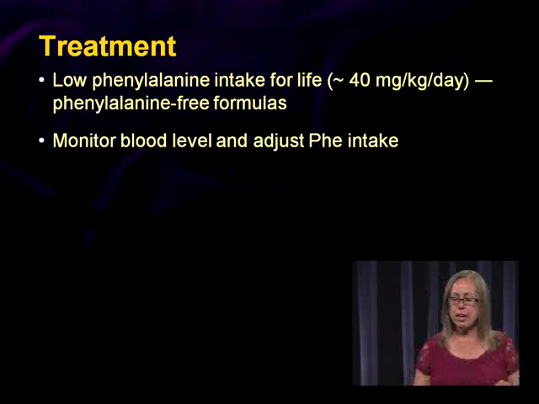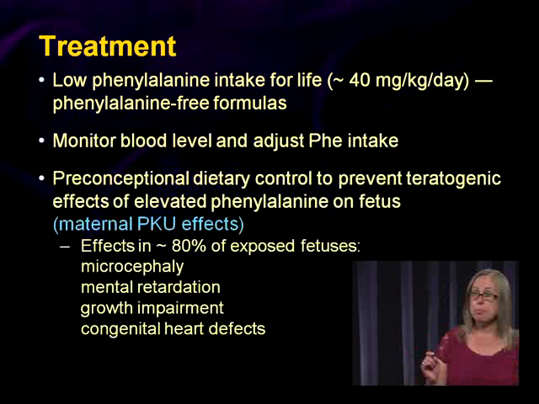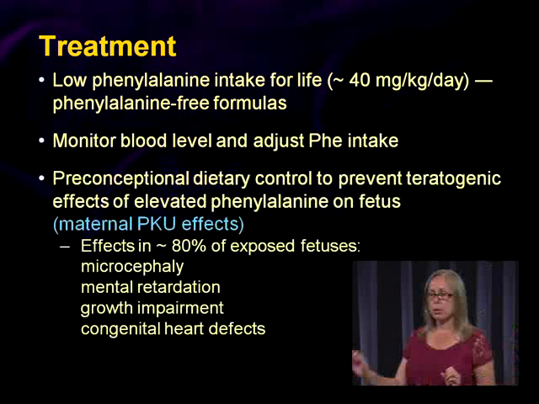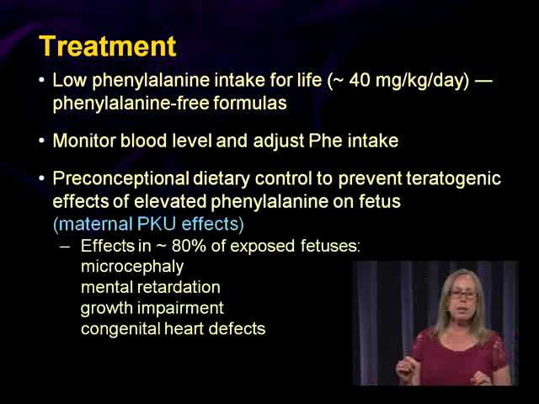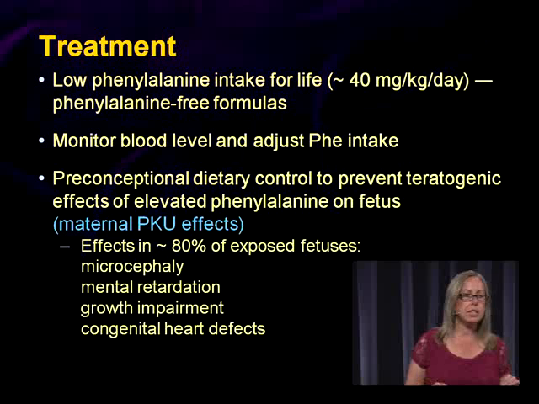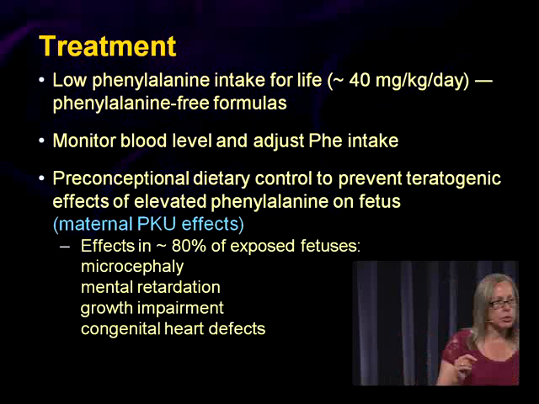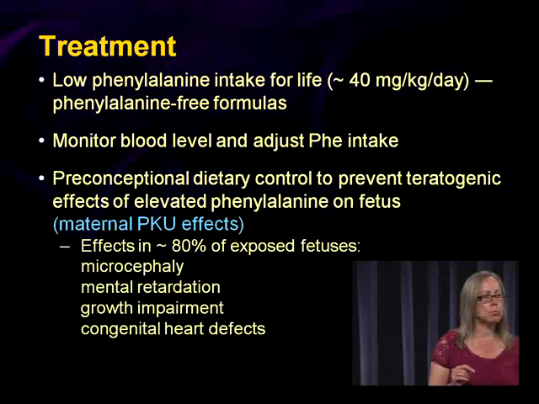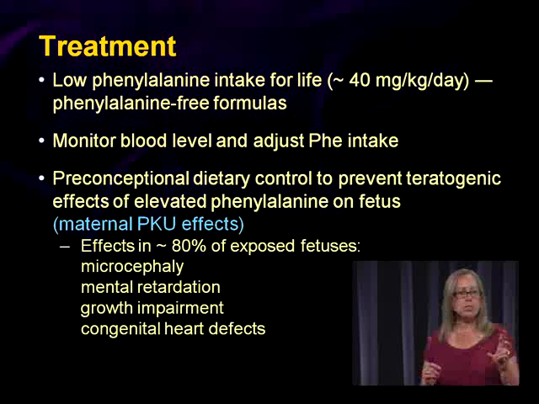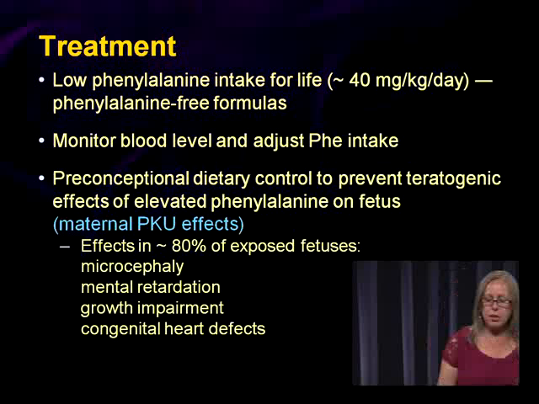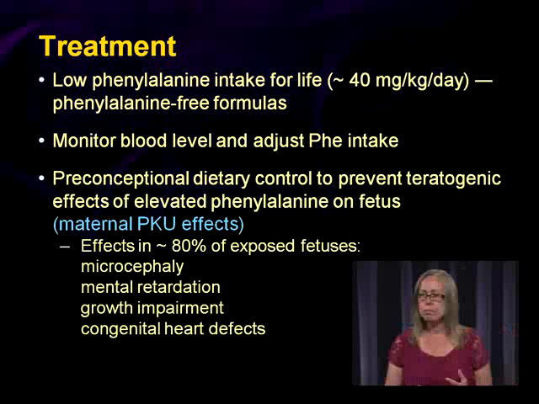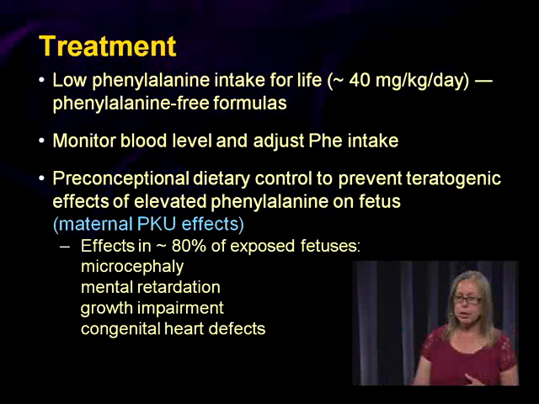We monitor their blood level and adjust the Phe level or their Phe intake accordingly. And again, back to this whole idea about birth defects, we need people on preconception dietary control. We actually need them to have a lower Phe level if they're planning on getting pregnant, because the placenta will concentrate the Phe about 2.5 times what the mom's blood level is. And so we see effects in about 80% of exposed fetuses, and that includes a small head, mental retardation, growth impairment, and congenital heart defects.